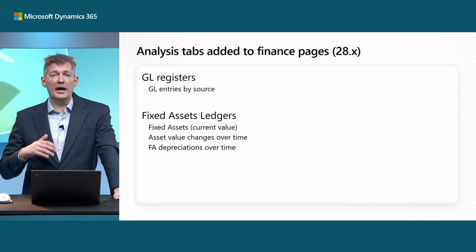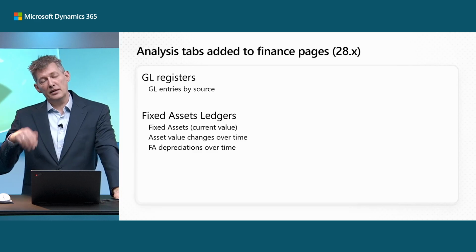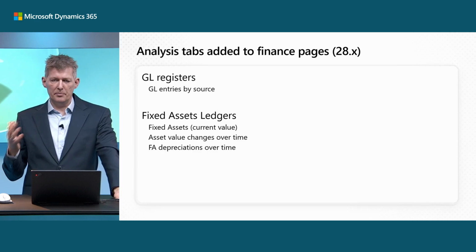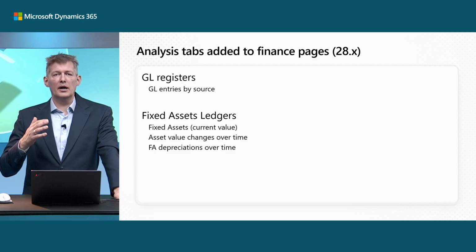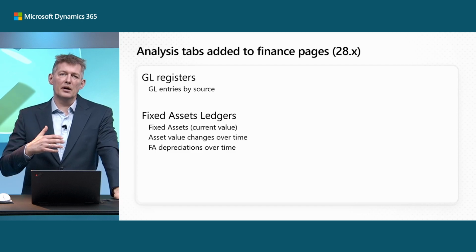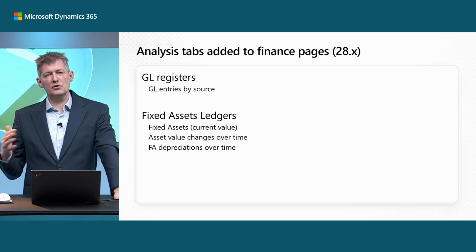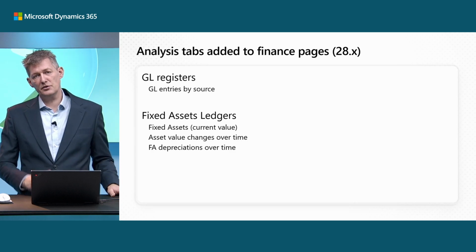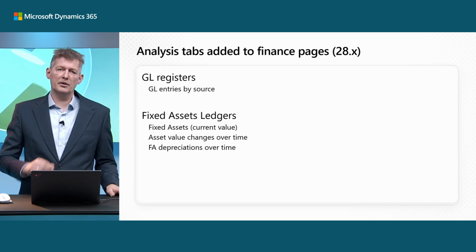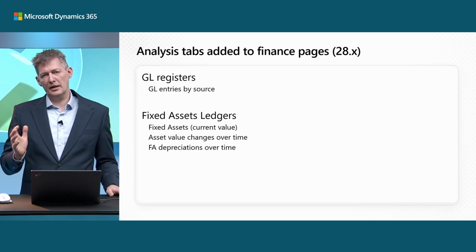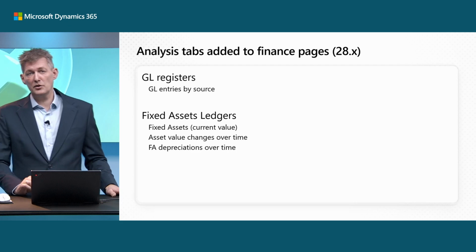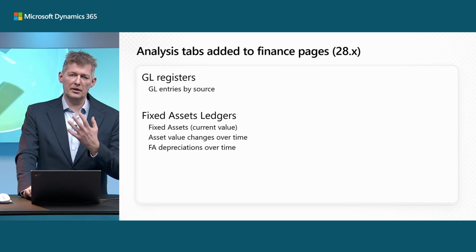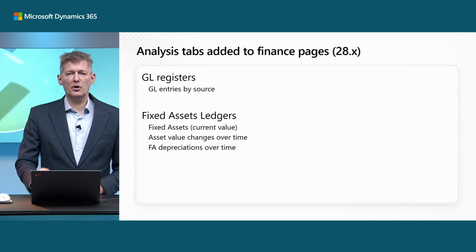And finally, we added for finance, in this release wave, it's possible to ship analysis views out of the box with the application. And therefore, we are shipping some of these to the finance area, specifically for GL registered and fixed asset ledgers pages. They now come with out-of-the-box analysis views. These are shipped in 28.x, so they're not in the April release yet, but they will come very soon.